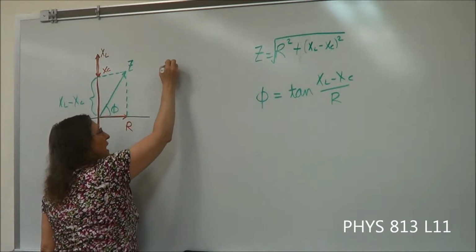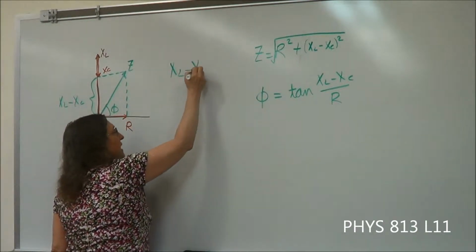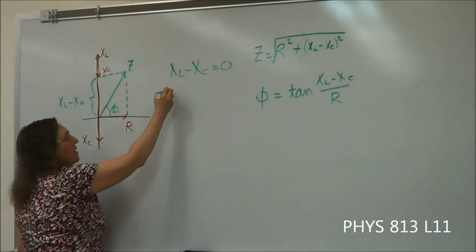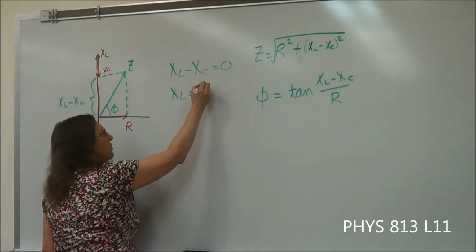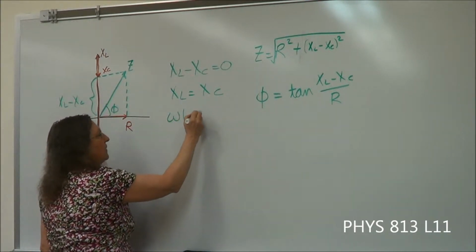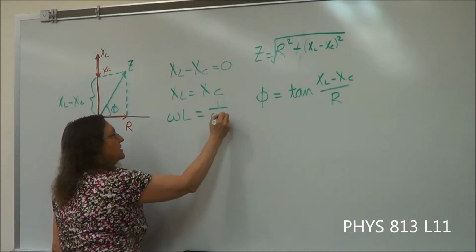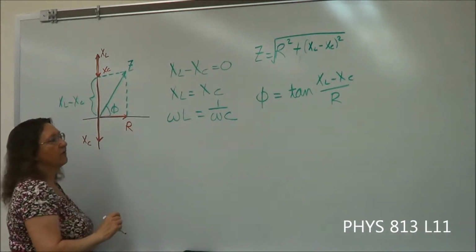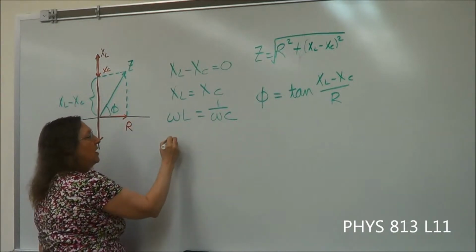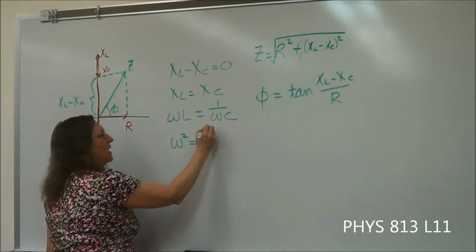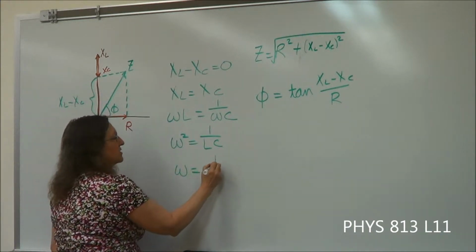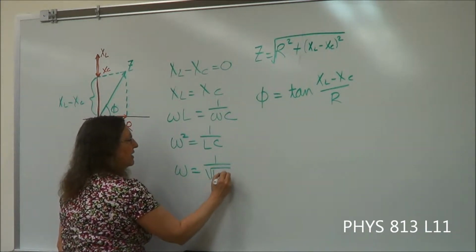We're going to look at what happens when XL minus XC equals 0. Then, of course, XL equals XC, and XL is omega L, XC is 1 over omega C. We're interested in the frequency f, which is embedded in the omega, so we get omega squared is 1 over LC, or omega is 1 over the square root of LC.